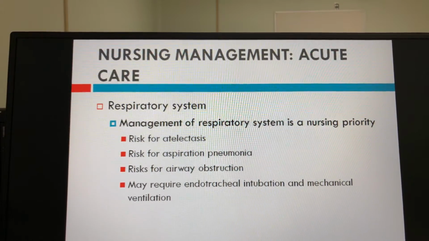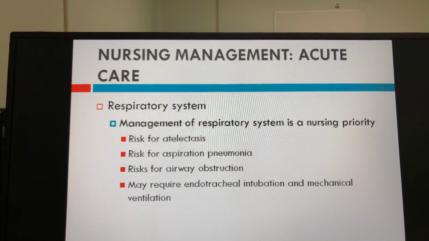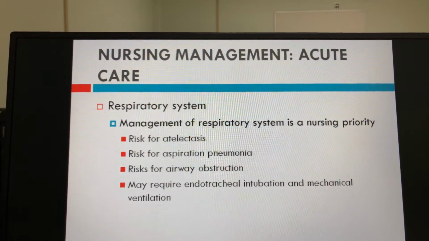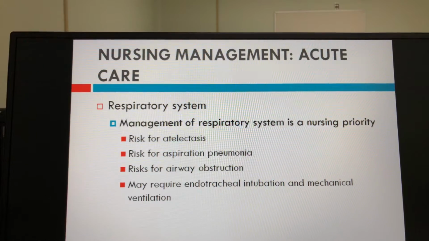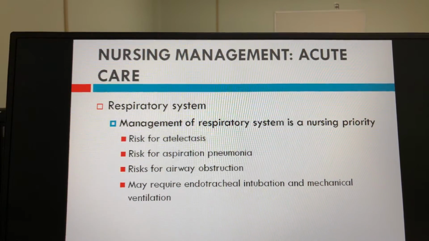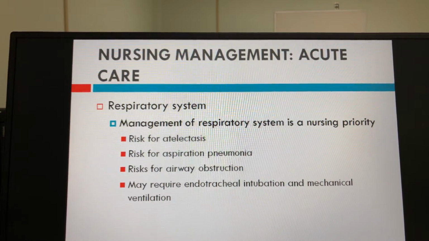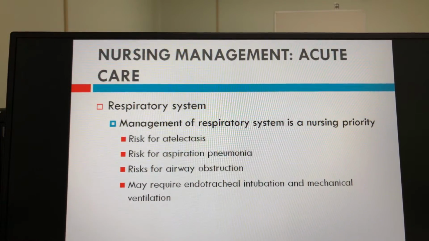With the respiratory system, advancing age and immobility increases the risk for atelectasis and pneumonia. So risk for aspiration pneumonia is high because of impaired consciousness or dysphagia with the G. Anytime you're talking about the G, you're talking about the gut and swallowing, that type of thing. When you see the S, you're talking about speech. So dysphagia with the G go with the gut, and dysphasia with the S go with speech. That's how I always remembered it.